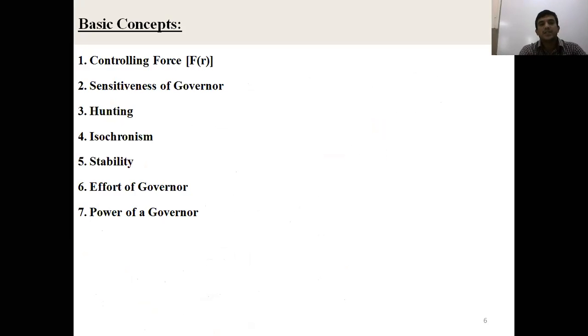And last class we also discussed some basic concepts. These are 7 basic concepts. First one, controlling force: a force acting radially inward, towards the center of the governor shaft axis, is called the controlling force. Its magnitude is equal to the centrifugal force, m r omega square, but acts in the opposite direction to keep the governor arms and balls in a stable position, and it gives stability also.